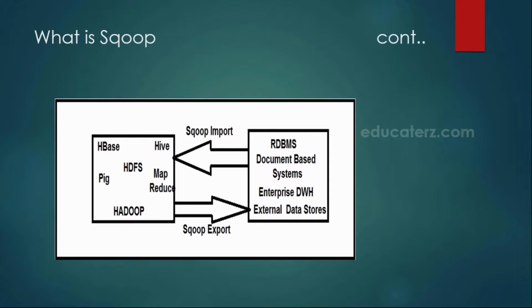Here, with the help of the Sqoop import, we can load the data from RDBMS and document-based systems, that are the NoSQL databases, like MongoDB, which is one of the document-based systems, and any other traditional enterprise data warehousing tools as well. These are all what we call external data stores. To load the data from such sources into your Hadoop, not only into HDFS, with the help of the Sqoop imports you can also load into the Hive tables and into HBase.